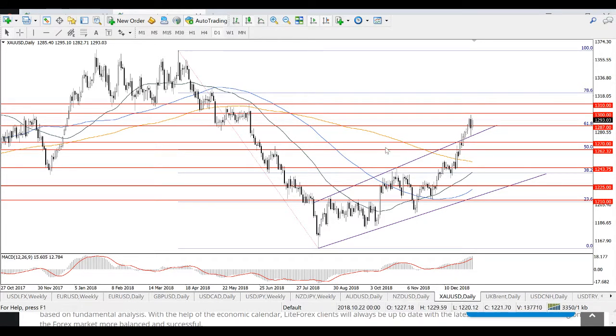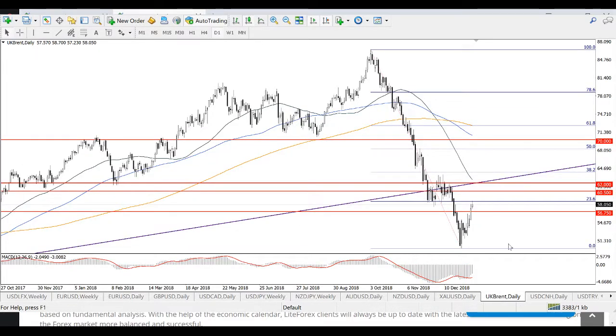Gold is also strengthening versus the USD. It had tested the line it broke before, and now is trying to settle in the area of 1290. 1300 is the next level for the gold to take out, and 1310 is the next resistance on the upside.